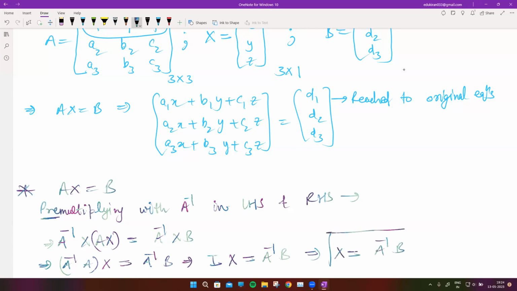So basically, the value of X can be found out as you first find out the inverse of A and then take that inverse, multiply it with B. Whatever you get is the answer for X. Right? Please feel free to ask me your questions.